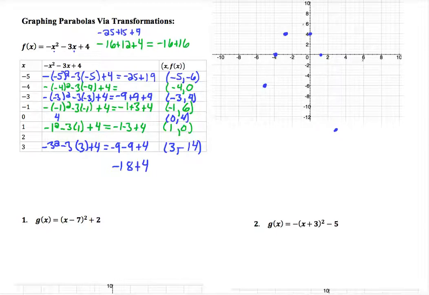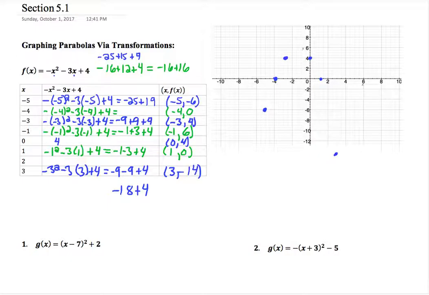Okay, I think I can see the pattern of this parabola now. It might be a good idea to stick, oh, we did have one more. I skipped one. Negative 1, 6. That's going to help the pattern right there. Okay, I think I can see this parabola now.